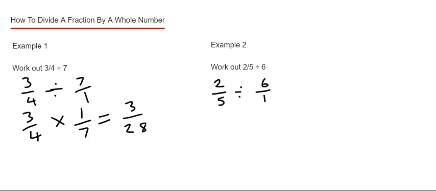So again, we're going to use the rule, keep, flip, change. So we keep the first fraction the same, change the divide to a times, and then flip the second fraction over. So again, we can work this out now. So 2 times 1 is 2, and 5 times 6 is 30.